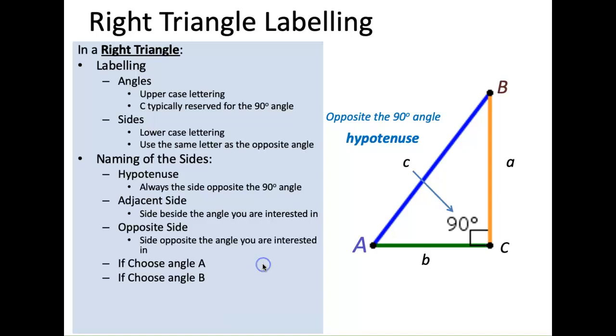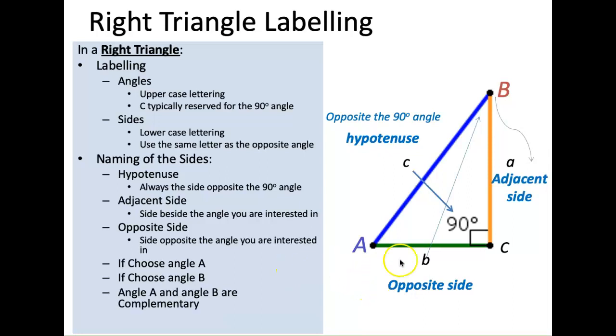In focusing on an angle like angle B, the opposite side would be this lowercase b. To angle B, the adjacent side would be lowercase a, and the hypotenuse is always c. It's opposite the right angle. One fact that we also don't want to forget is that angle A and angle B are complementary. That means their two measures add up to 90 degrees because all three angles in the triangle have to add up to 180 degrees.